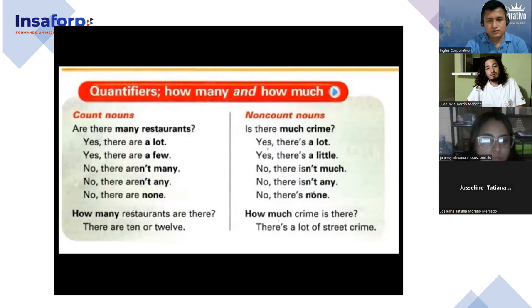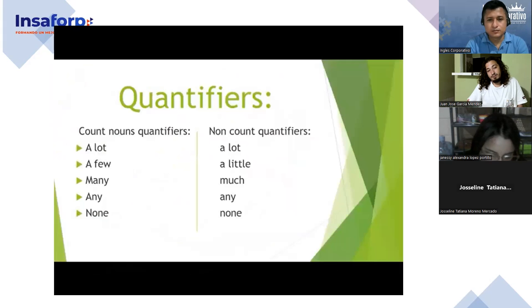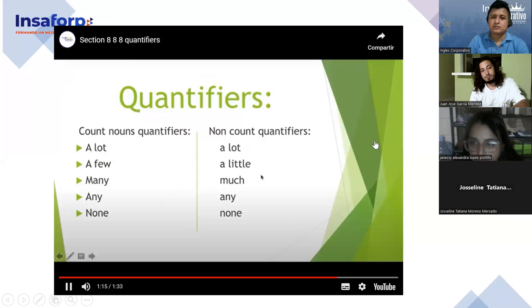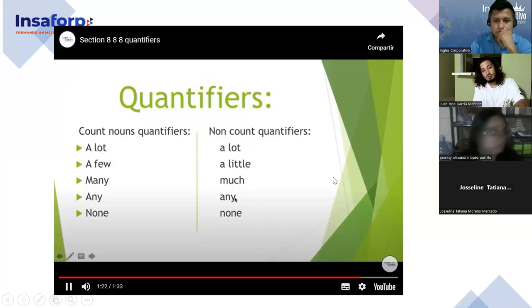Non-count nouns. Is there much crime? Yes, there's a lot. Yes, there's a little. No, there isn't much. No, there isn't any. No, there's none. How much crime is there? There's a lot of street crime. We can say that when nouns in question are count nouns, we can answer using a lot, a few, many, any, none. This will depend on how many there really are. Remember, a lot is a big amount and none is nothing. When nouns in question are non-count nouns, we can use a lot, a little, much, any, none.